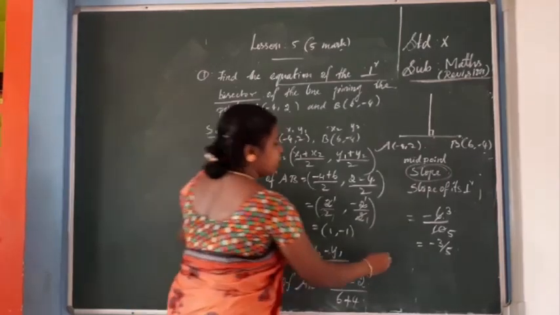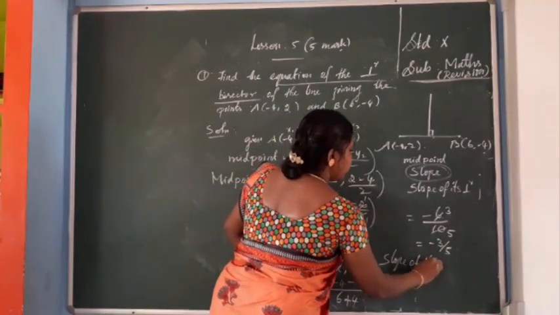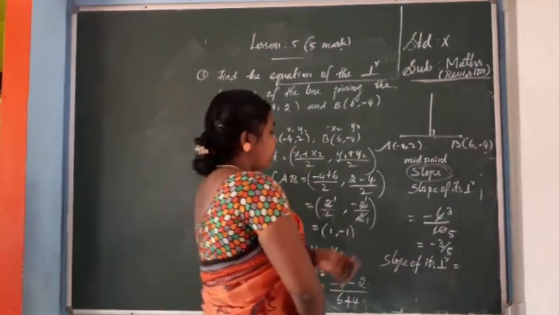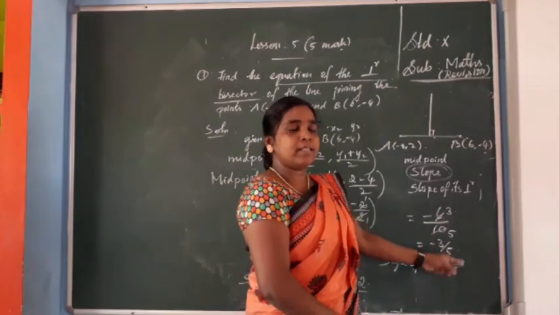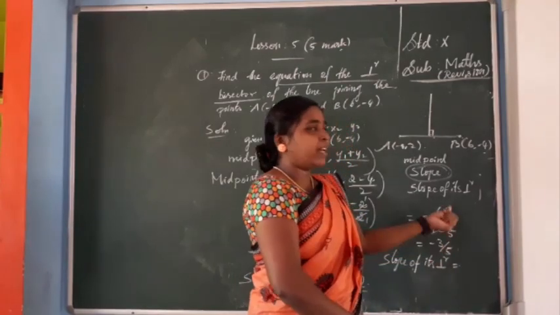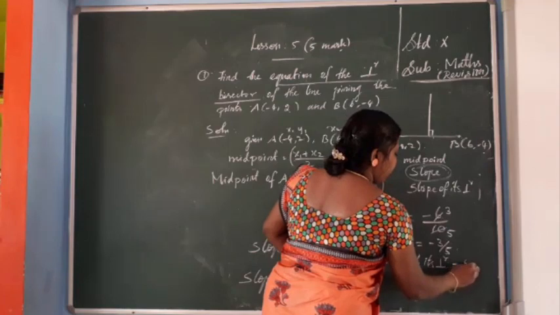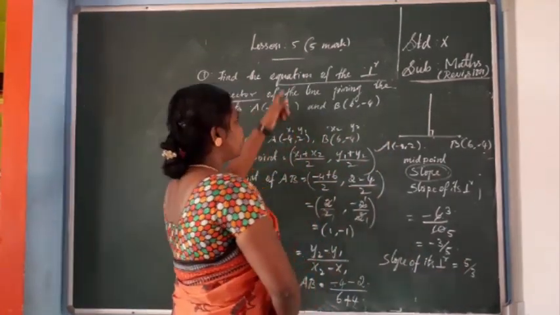Next you have to write the slope of its perpendicular. Okay. Slope of its perpendicular equal to. So very simple. From the slope you have to change the sign. If it is minus, you have to write plus. If it is plus, you have to write minus. Then take the reciprocal of that value. Reciprocal of 3 by 5 is 5 by 3. So 5 by 3. Okay. This is the slope. Next you have to form the equation.